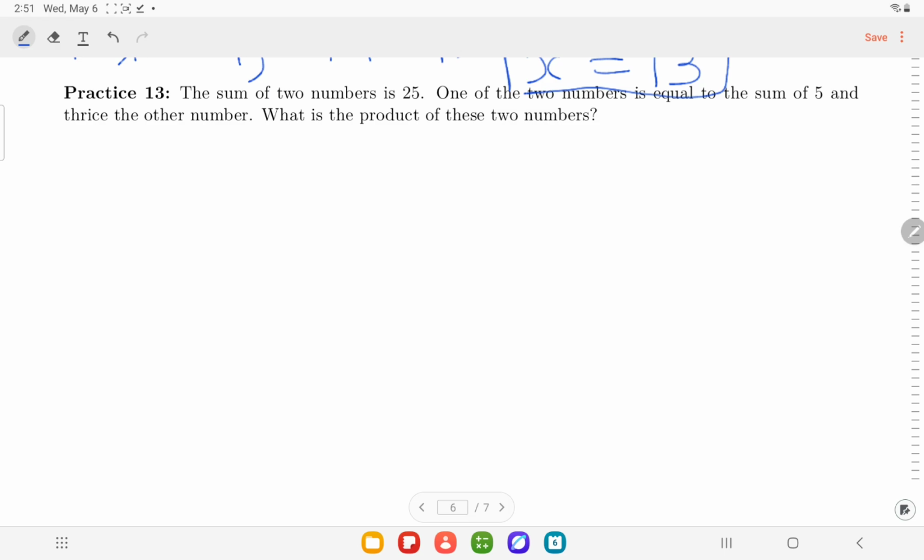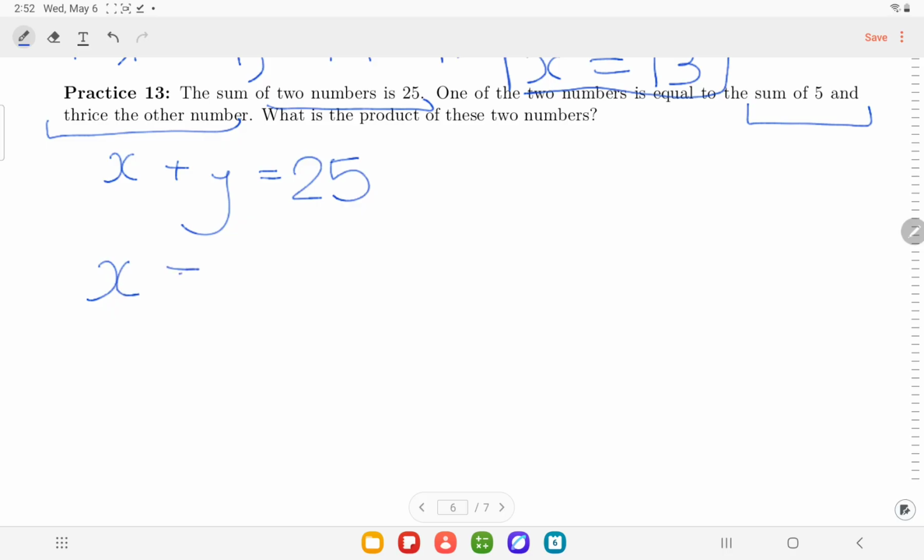This is a similar question where the sum of two numbers is 25. So our two numbers are going to stay x and y. So we know that x plus y is 25. And then we know that one of the two numbers is equal to the sum of 5 and 3 times the other number. So we know that x is 5 plus 3 times y. And they want us to find the product of x and y.